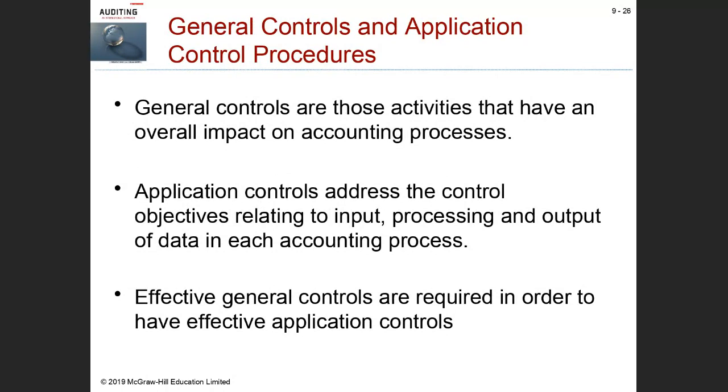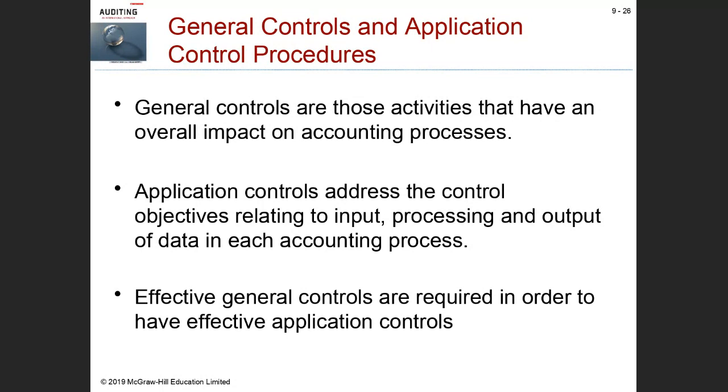Okay, so we want to continue on. Part of what we said today when we talk about management's internal control system, we said there are general controls and there are application controls. As I mentioned earlier, I usually refer to the general controls as high-level controls, and the application controls as detailed level or low-level controls. In this PowerPoint, it says general controls are those activities that have an overall impact on accounting processes. So what are the high-level controls in an organization that will impact the accounting process?